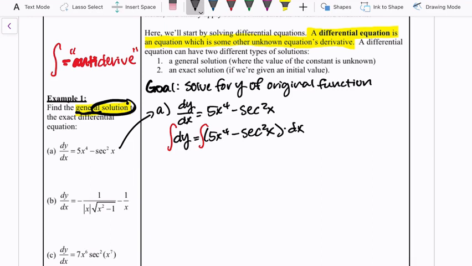Okay, well, since I have dy, the integral of that is really just going to be y. So the indefinite integral, the antiderivative of dy is y. Okay. Well, now let's go back and let's find the antiderivative of each of these parts.